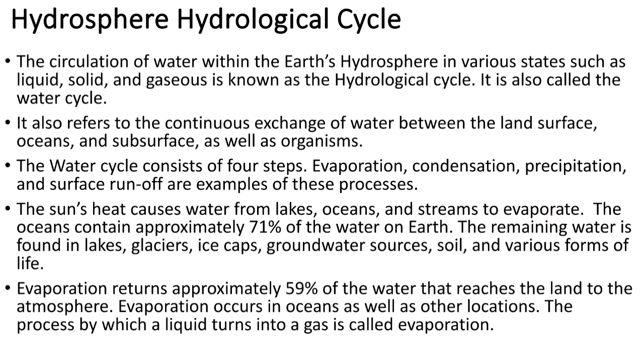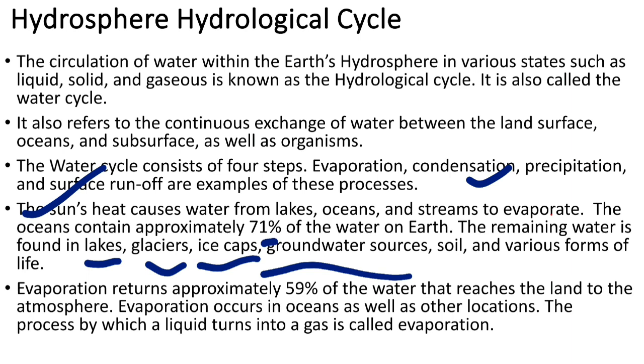So at first, the sun's heat causes water from lake, ocean, streams to evaporate, and the ocean contains approximately 71% of water on the earth, and remaining water is found in lakes, glaciers, ice caps, groundwater sources and soil and various forms of life. Then evaporation returns approximately 59% of water that reaches the land to the atmosphere, and in this way the water finally evaporates and reaches the atmosphere. Evaporation occurs in the ocean as well as in other locations.